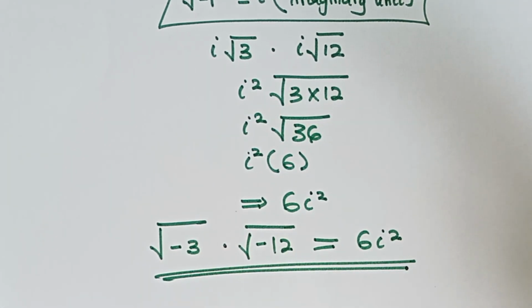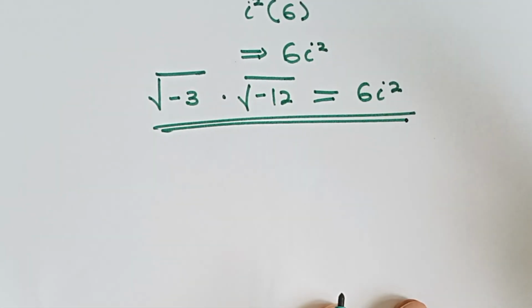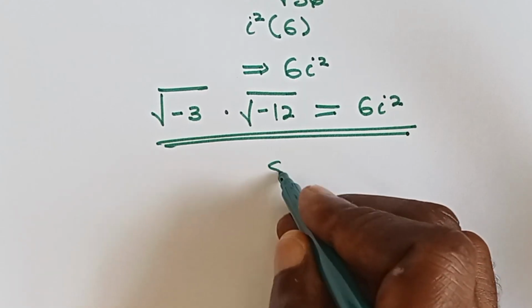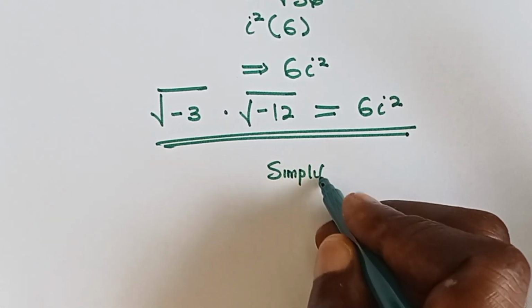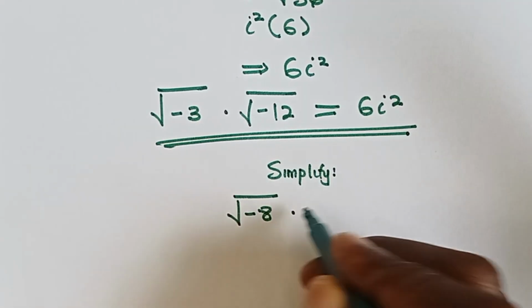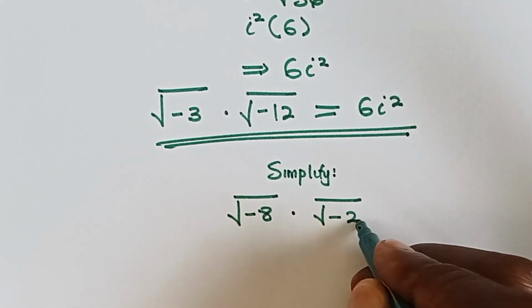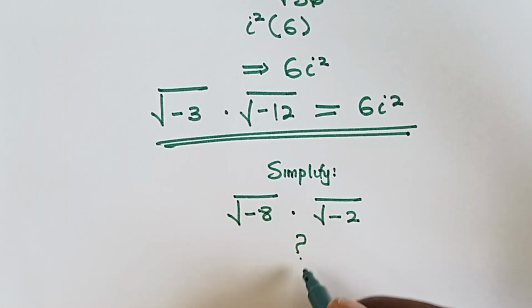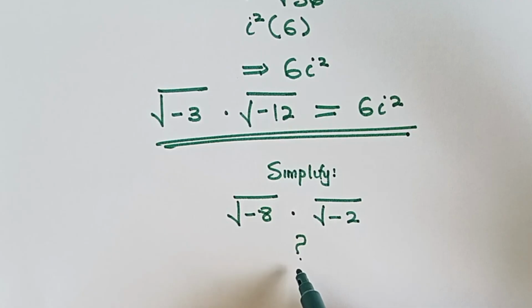Alright, so let me give us something similar to that. Now let's simplify this. Let's simplify square root of minus 8 multiplied by square root of minus 2. Right, so let's simplify this and write our answer under the comment section.